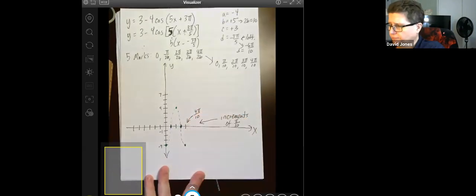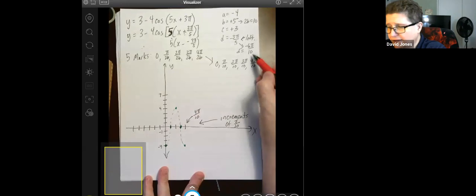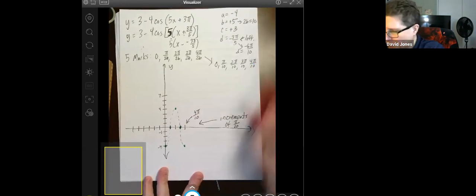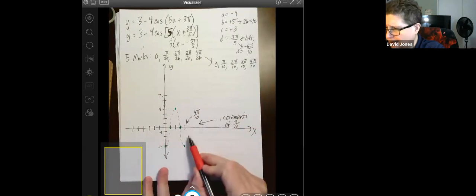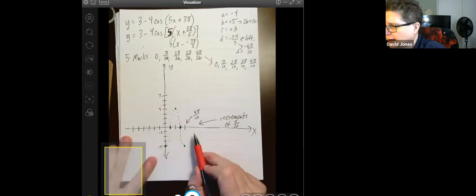Okay. I now want to shift each of these. I want to go left 6 pi over 10, or 6 dashes. And this is why I do all the increments the same: get a common denominator, do all the increments the same. It's easier to count and graph.